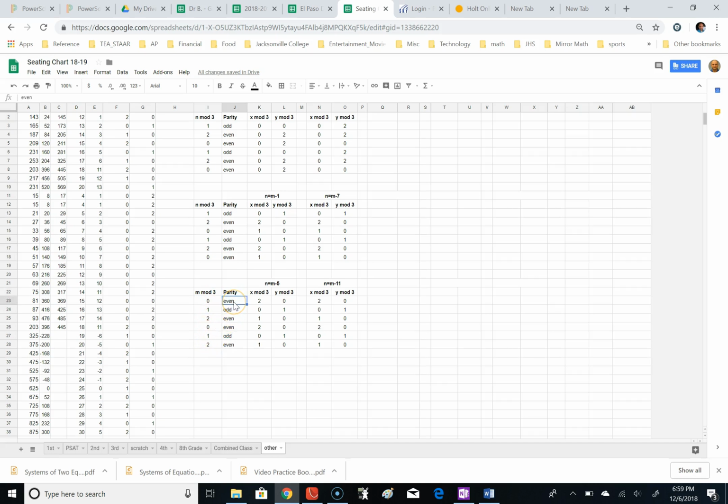Here I'm looking at the parity of m mod 3. When m mod 3 is even, it is y that's divisible by 3. When it's odd, it is x that's divisible by 3. Both of these even, you see y divisible by 3. Odd, x divisible by 3. Even, y divisible by 3.